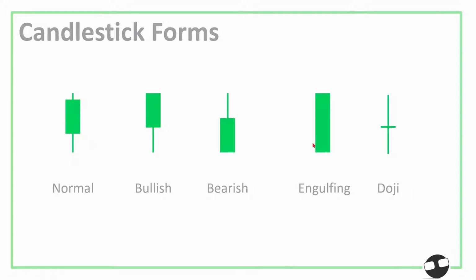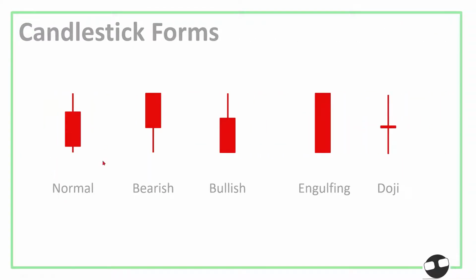Engulfing would give you the idea that an imminent reversal of the trend is potential, while a doji would give you the idea of sideways movement, because it represents indecision among market traders and investors.